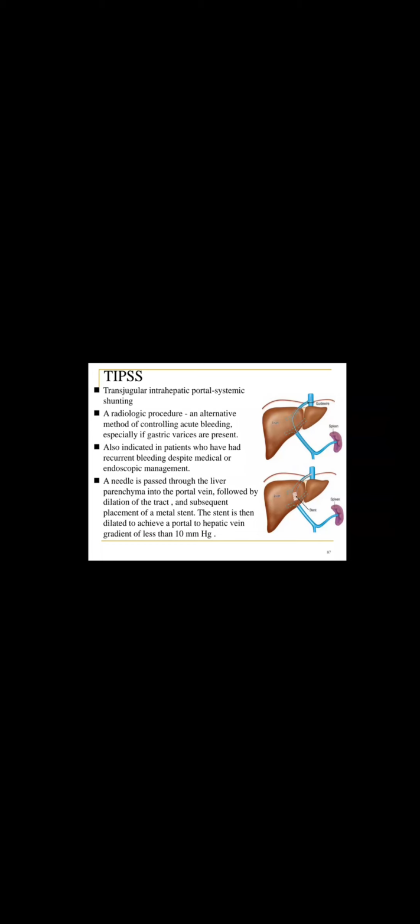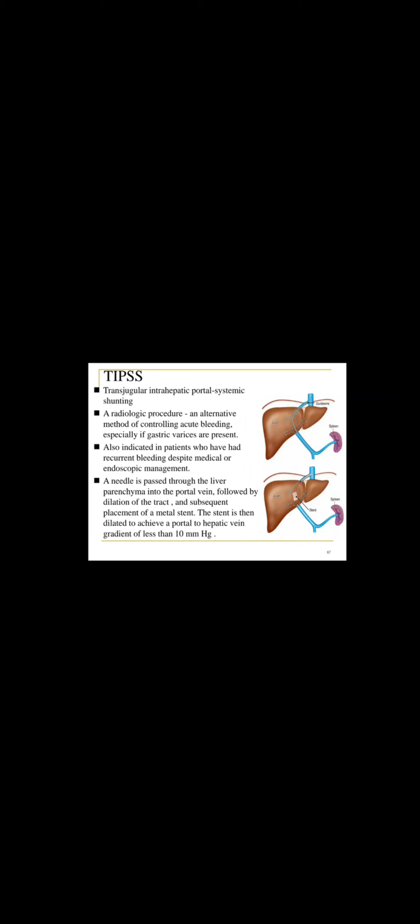Next, it is the TIPS, which was repeated in the treatment section. That is transjugular intrahepatic portosystemic shunting. It is a radiological procedure. It is an alternative method of controlling acute bleeding. It is mainly indicated in gastric varices where there is profuse bleeding, and also in patients who have had recurrent bleeding. That means after medical or endoscopic management, if there is still bleeding, then this procedure is advised.